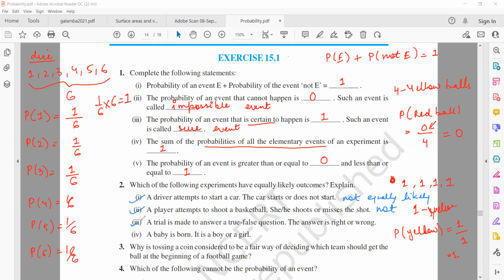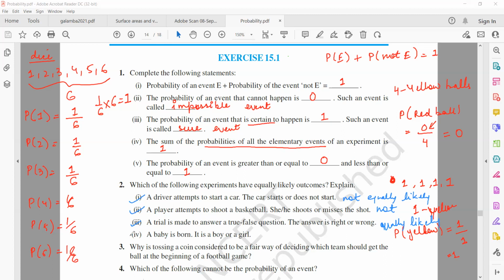Third, a trial is made to answer a true false question. For example, I'm asking you a true false question. The answer is right or wrong. What about this? Is it equally likely? Yes, it is equally likely. There's no dependence here, right? Either it is right or it is wrong. These are the only two possible outcomes. Either the answer is right or it is wrong.